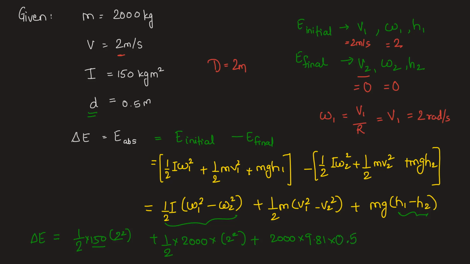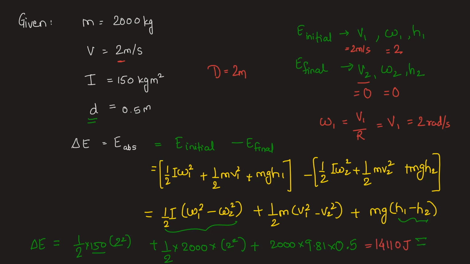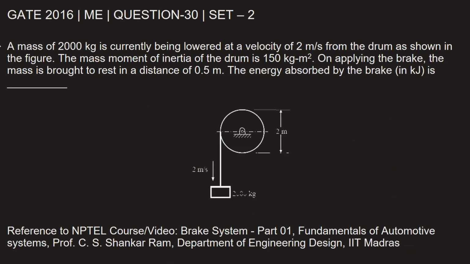This, when calculated in a digital calculator, gives the answer as 14,110 joule. To convert this to kilojoule, we divide it by 1000. We get the answer as 14.11 kilojoule. Let's go back and fill in the answer. So the energy absorbed by the brake in kilojoule is 14.11.